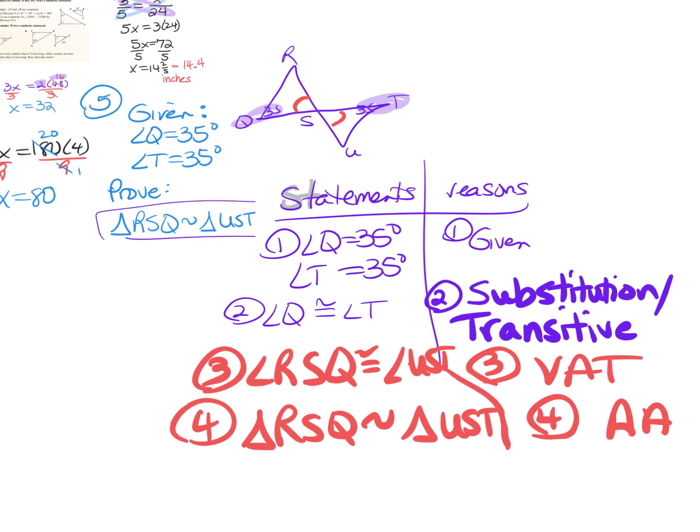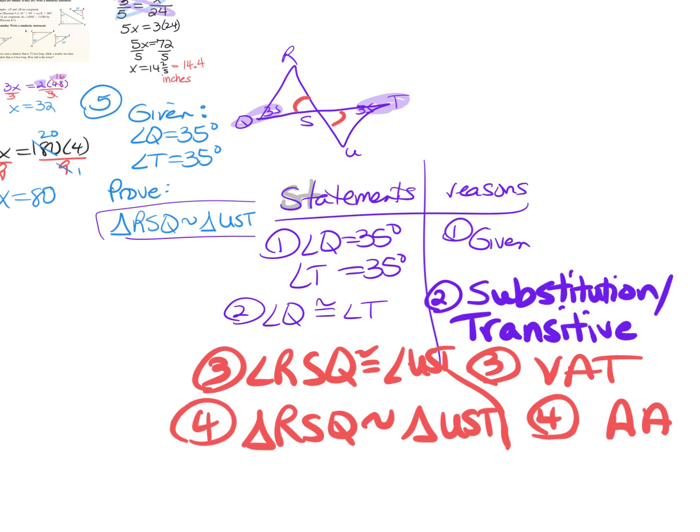Now be aware that you might get a picture where it's inside of it, and then they might give you that the lines are parallel, and then you have to maybe use corresponding angles. So we did this a lot in the notes, so refer to the proof we did in the notes as well. So this was turning number 5 into a proof. So yes, they are similar. The theorem is angle, and your similarity statement is the triangle RSQ similar to UST.